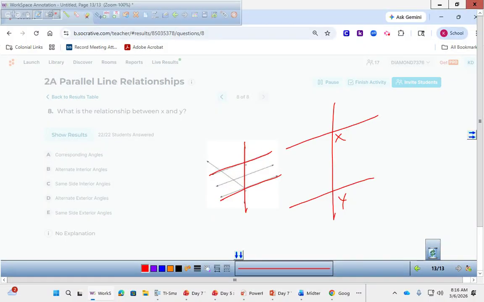Well, X is an interior angle and Y is an exterior angle. So process of elimination means it can't be anything with the word interior or exterior, right? Because it's one of each. Well, that only leaves me with one option. It's corresponding. X is a right-hand angle and it's below the line. Y is a right-hand angle and it's below the line. They're in the same position. So that's why that one's corresponding.